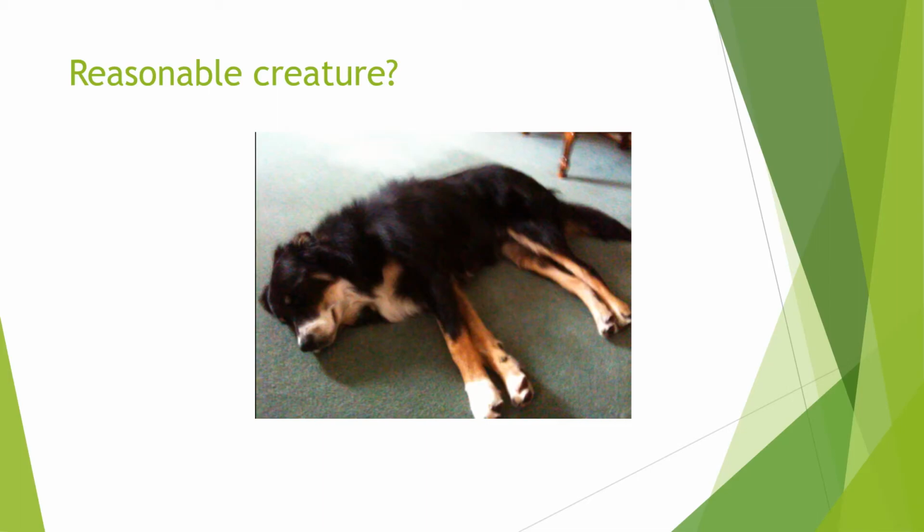This is a picture of my dog. His name is Bruce, and he's asleep. If you killed him, would it be murder? Now, the straightforward answer to this, of course, is no, because Bruce, sadly, is not a reasonable creature, because he's a dog. And what the law says is that only human beings are reasonable creatures. Okay, so that's a very, very straightforward thing. You have to be a person to be a reasonable creature.